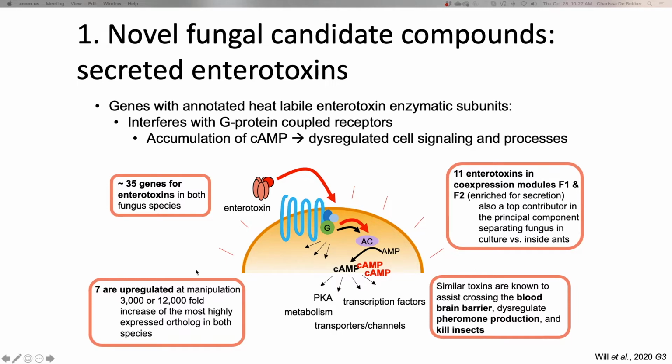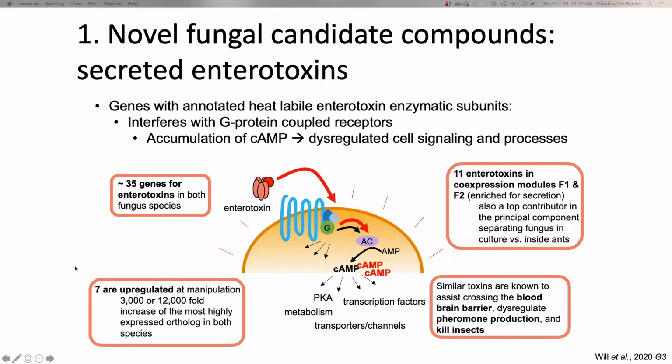Now, in our study, what we found is that there are 7 of these upregulated, and Ophiocordyceps has a lot of different genes that have enterotoxin functional domains, more than any of the other entomopathogens that we were able to look at in terms of searching their genomes.